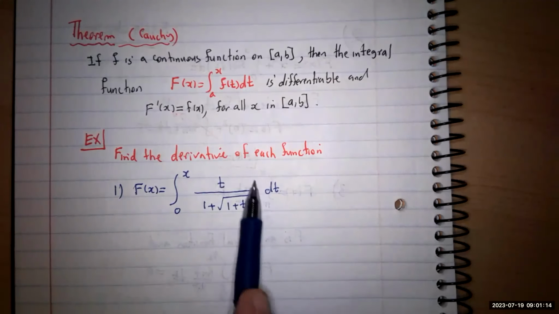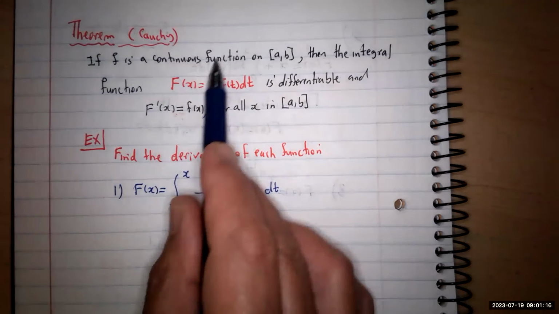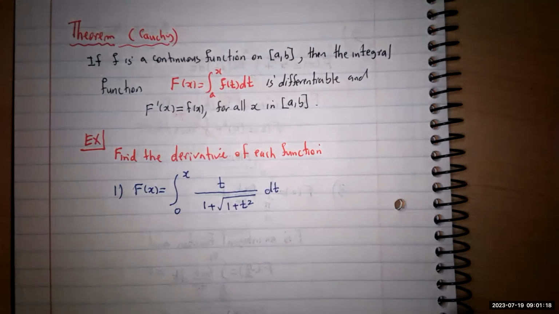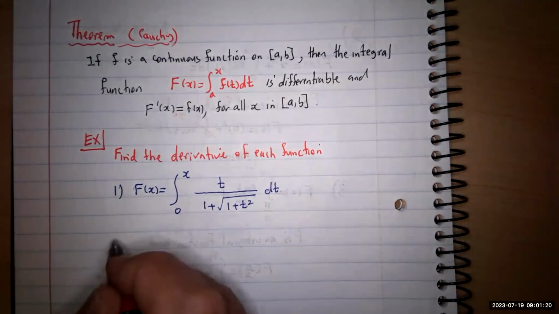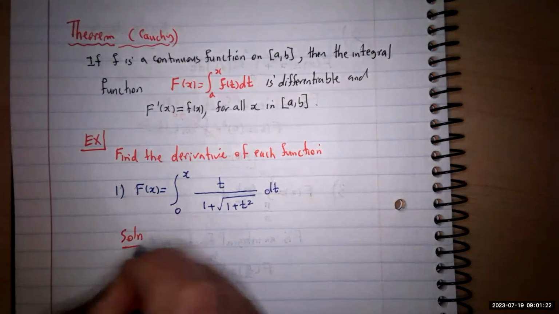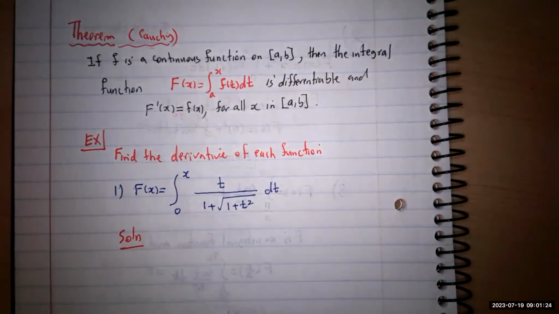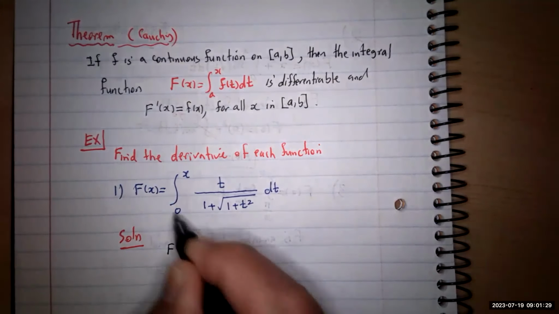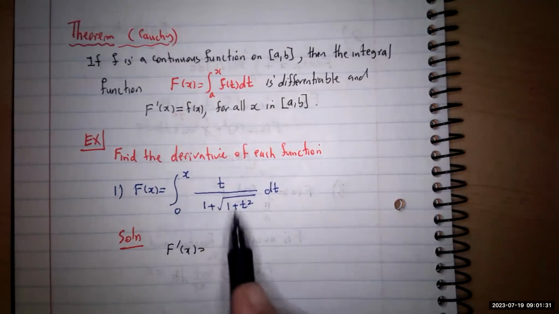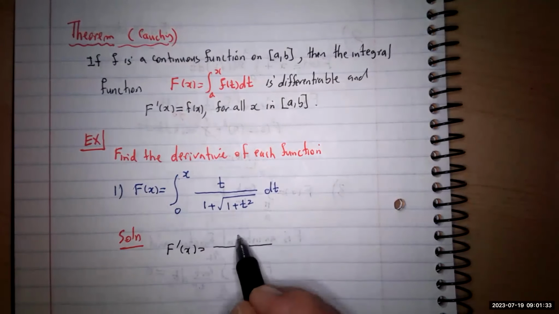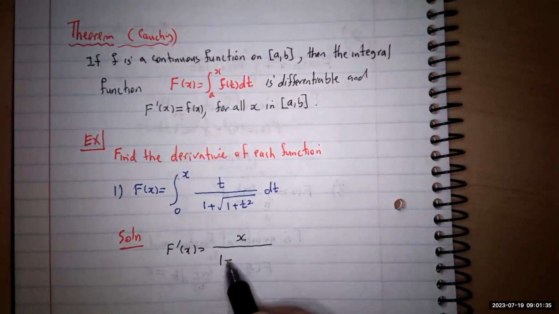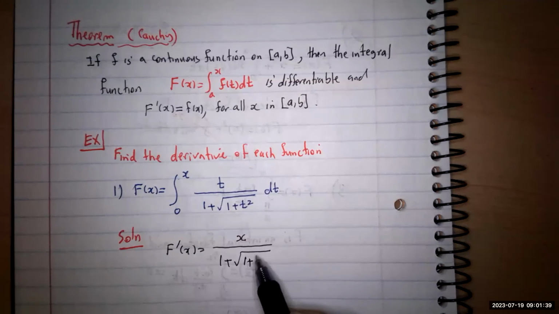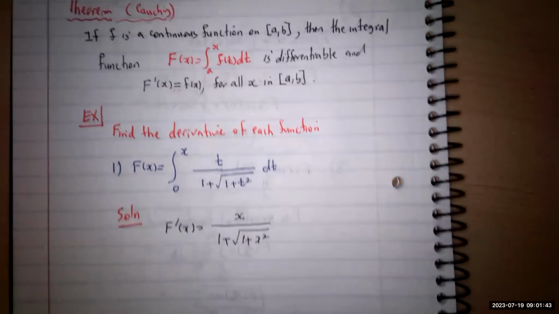Since the function is continuous, you can use the theorem that we talked about. So the solution: f prime of x equals, you drop the integral, replace the t by x, x over 1 plus the square root of 1 plus x squared. That's it. You're done.